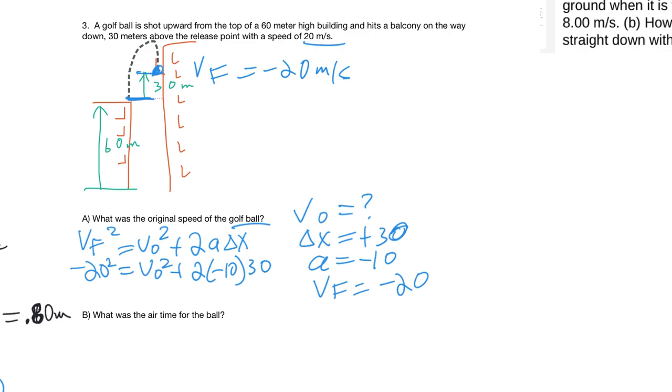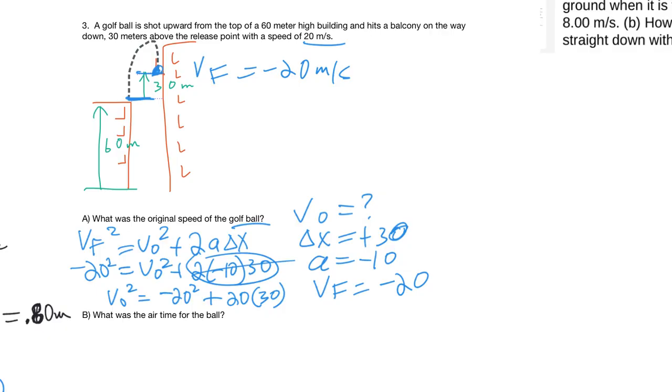Okay, so let's clean this up. VO squared equals negative 20 squared. Then get this over to the other side by subtracting from both sides, subtract the negative. So I'm going to add it to the other side. So that'd be 20 times 30. 2 times 10 is 20 times 30. Why is it negative? I added that to both sides, 20 times 30, and it cancels it out right here.